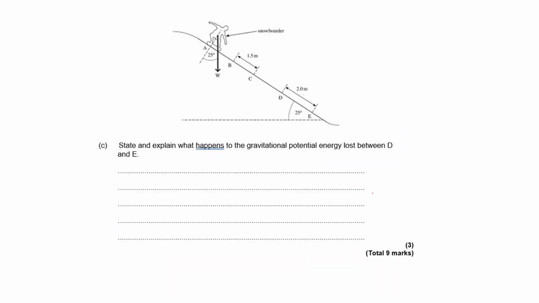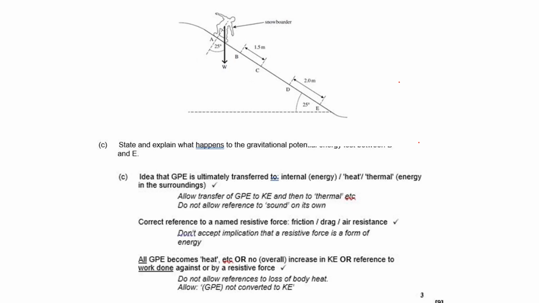And then part C, the final part of this question: state and explain what happens to the gravitational potential energy lost between D and E. Right, so we need to structure our answer really well here for 3 marks. So we know that they are coming down the slope at a constant speed. So they are coming down, so the gravitational potential energy is still reducing. And that energy is being transferred into thermal energy.